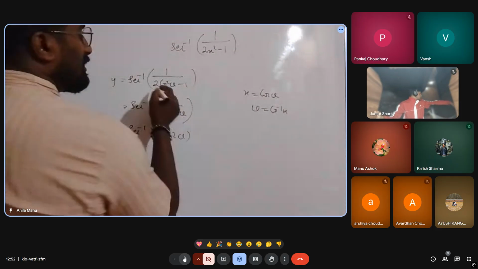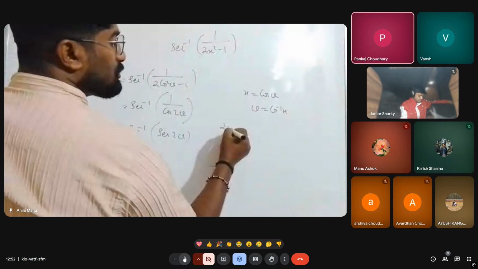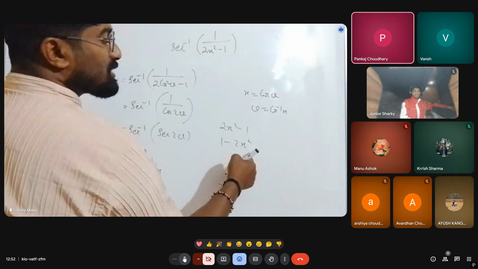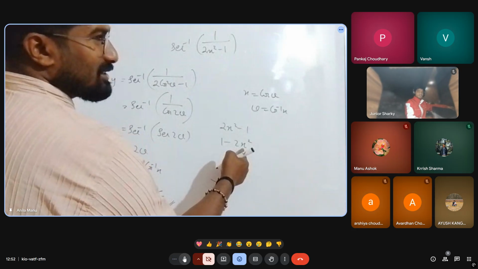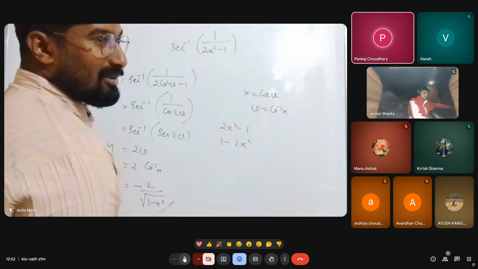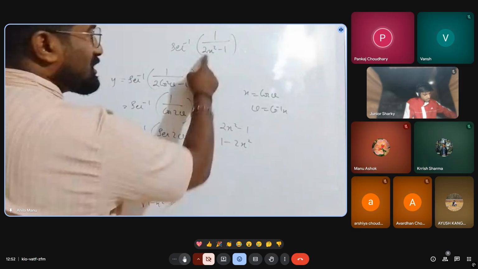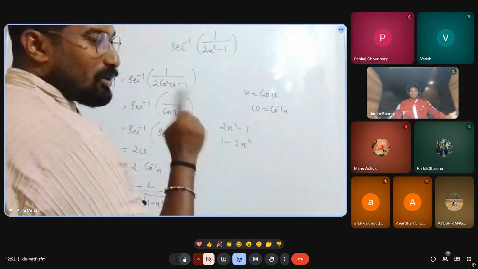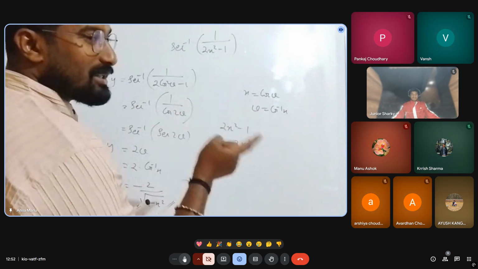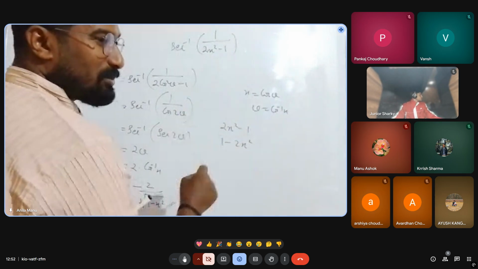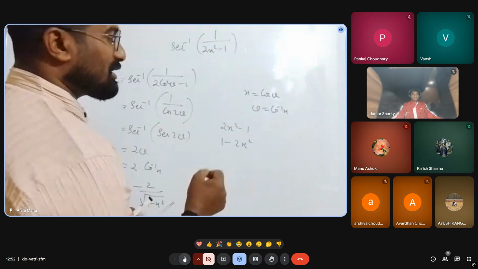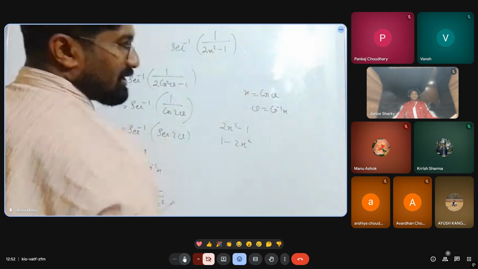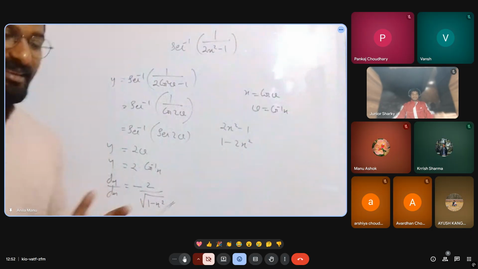How can we take it? See, this is 2x square minus 1. If it was 1 minus 2x square, you can take x equal to sine theta. I did it wrong, sir. Okay. It is 2x square minus 1, right? So check the properties. Cos 2 theta is equal to cos square theta minus sine square theta, or 2 cos square theta minus 1, or 1 minus 2 sine square theta, or 1 minus tan square theta divided by 1 plus tan square theta. In this form, we have 2 cos square theta minus 1, so x is equal to cos theta. Clear?